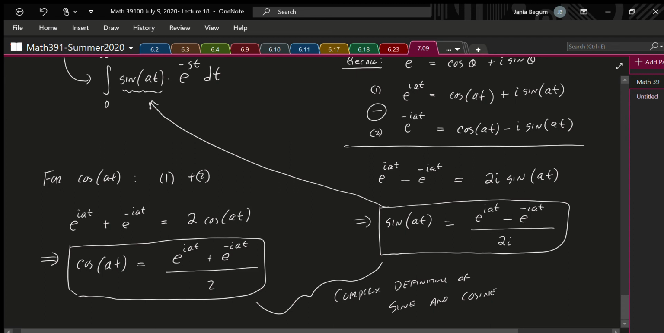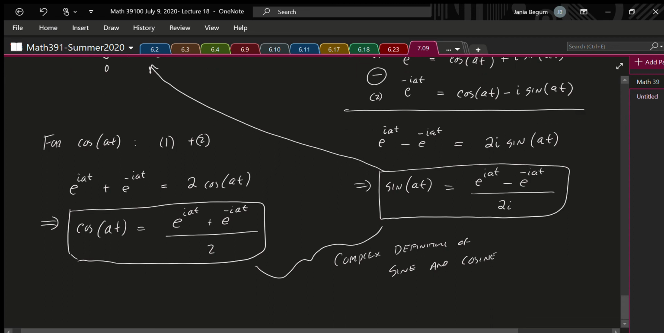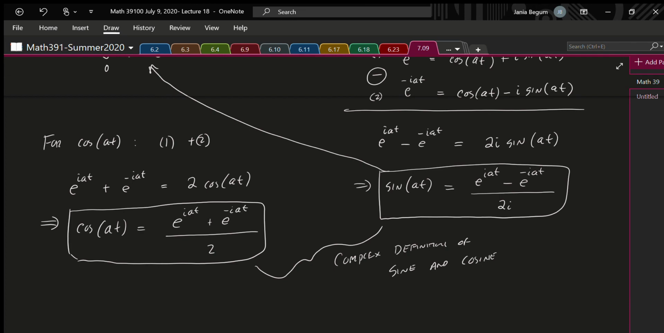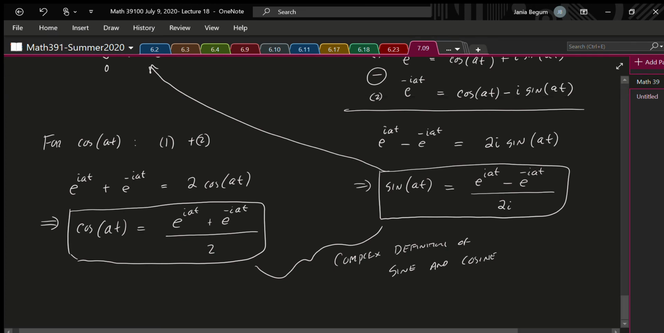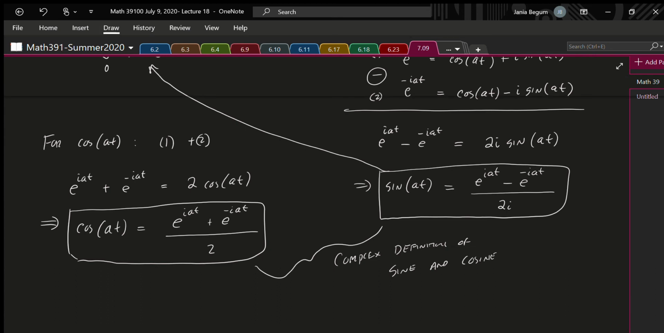So any questions on these identities? Okay, so I hope we're okay. So the next thing I want to do is prove that the Laplace transform is a linear operator. So that's what I want to do next.